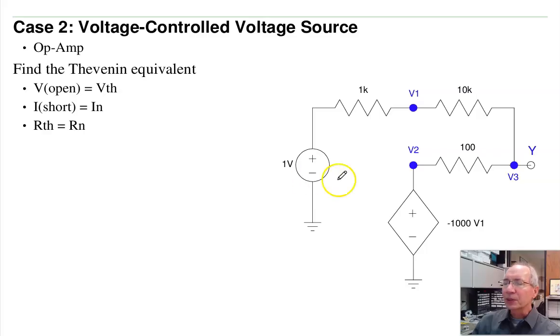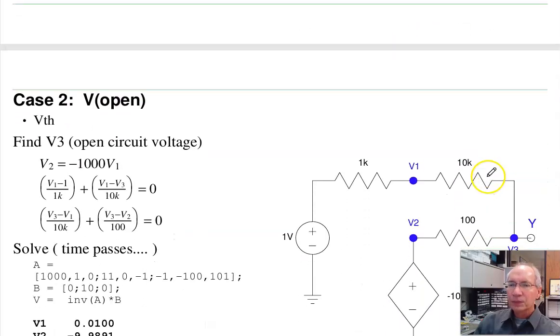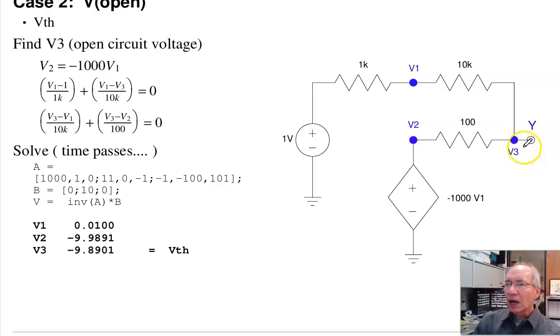Let's try another example. Suppose I have this circuit. Find the open circuit voltage, short circuit current, and Thevenin impedance. So let's start with the open circuit voltage. I'll just leave this open, find out what V3 is.